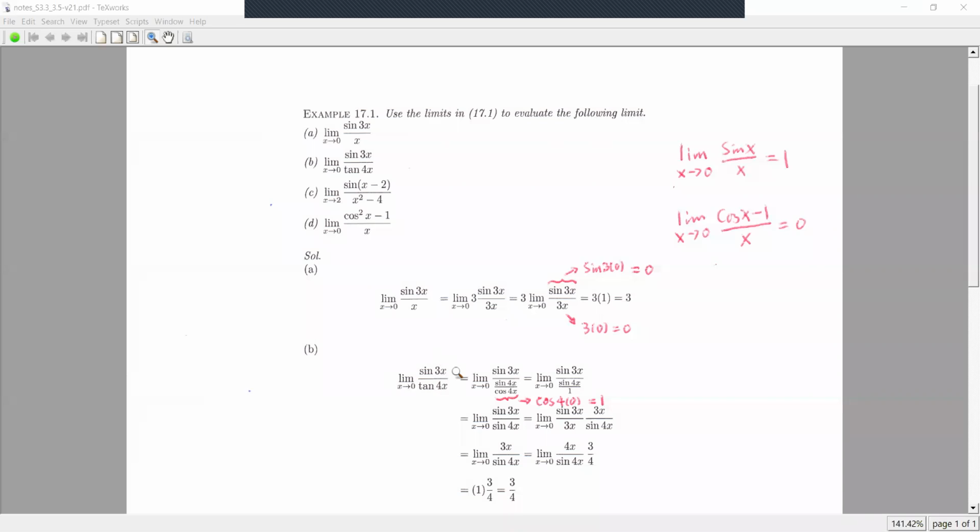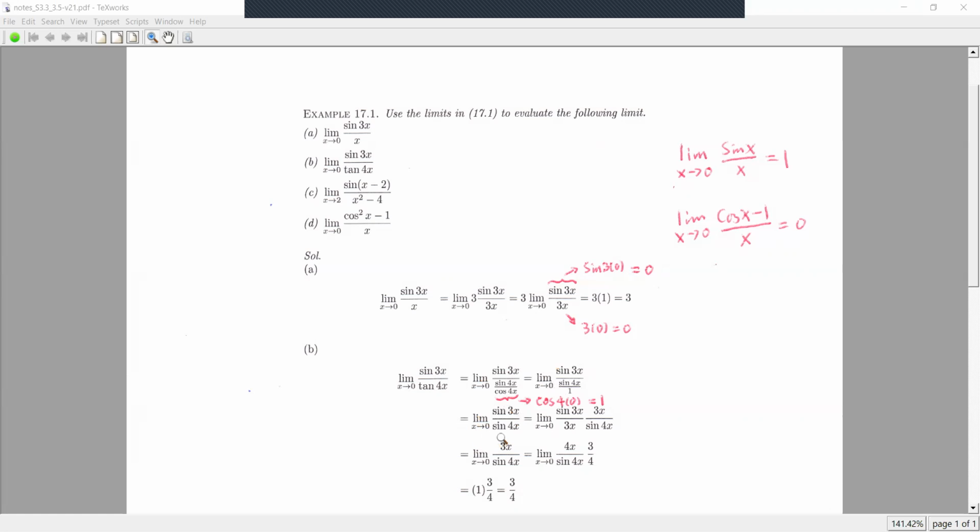To find the limit in part B, first, write tangent of 4x as sine of 4x over cosine of 4x. About cosine of 4x, as x approaches 0, cosine of 4x approaches 1. So we can replace cosine of 4x by 1 without changing the value of the limit. So we have this equation.